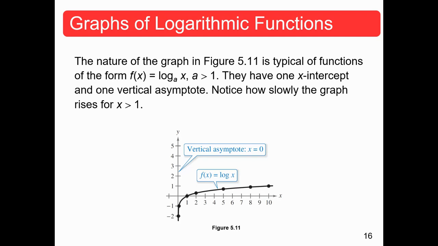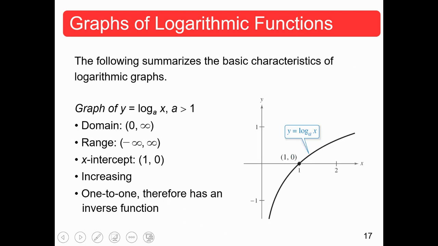Some things you need to pay attention to with log functions: notice that there's a vertical asymptote at the y-axis, which is x equals 0. And it always goes through the point (1, 0). So the domain starts at 0 and goes to infinity. The range is all possible values of y, so it would be -infinity to infinity. The intercept, again, is right here at (1, 0). It's increasing, and it's a one-to-one function, so it has an inverse.